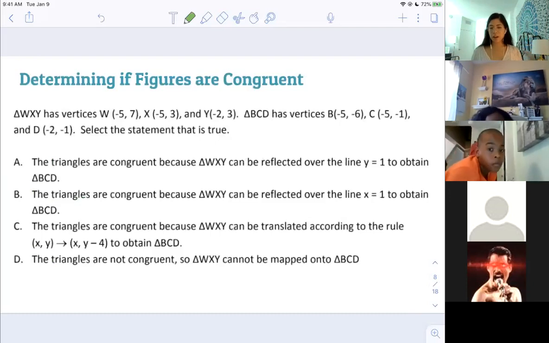All right, this one's a little bit longer, so let me read it. Triangle WXY has vertices. W is at -5, 7, X is at -5, 3, and Y is at -2, 3. Triangle BCD has vertices. B is at -5, 6, C is at -5, 1, and D is at -2, 1. Select the statement that is true. This one's a little tougher. It doesn't have a nice graph, so you really have to know your rules for this one.